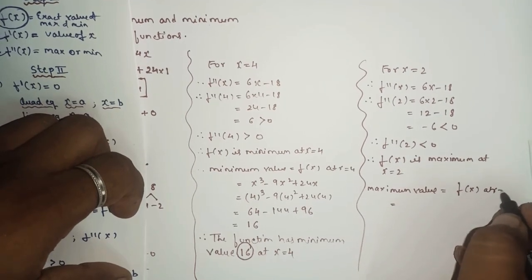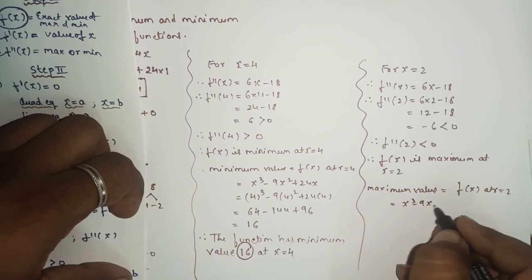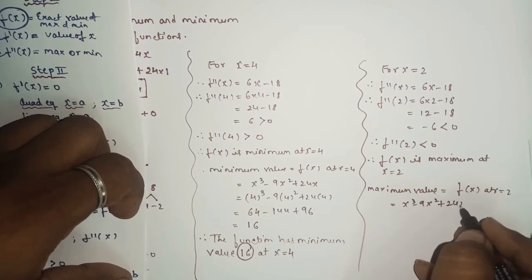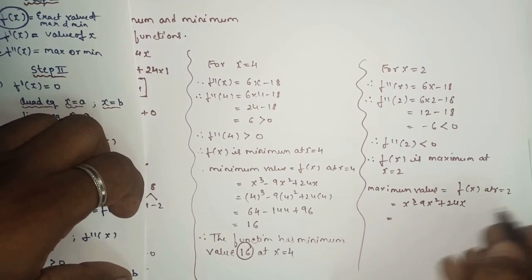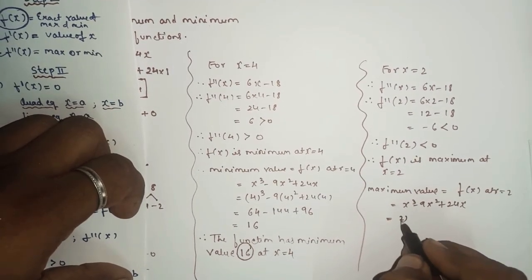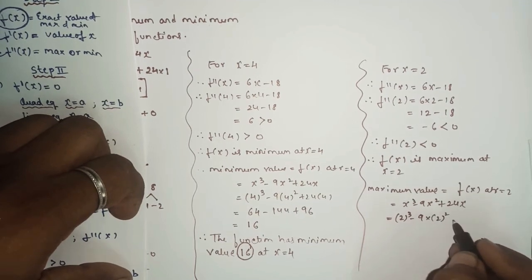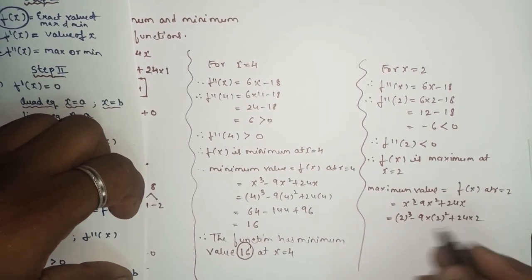So at x equals to 2, f of x is what? x cube minus 9x square plus 24x. Yes or no? We'll replace the value of x by 2. So this will be what? 2 cube minus 9 into 2 square plus 24 into 2.